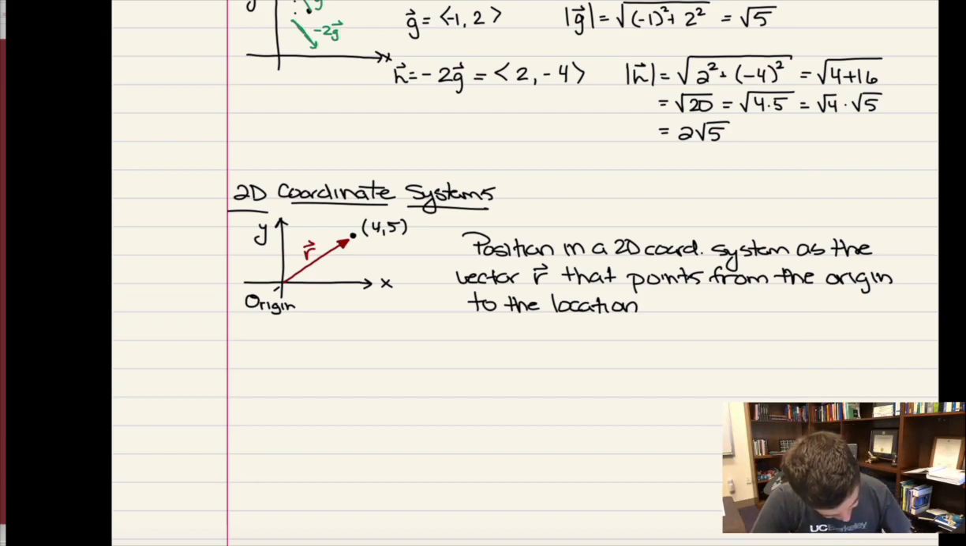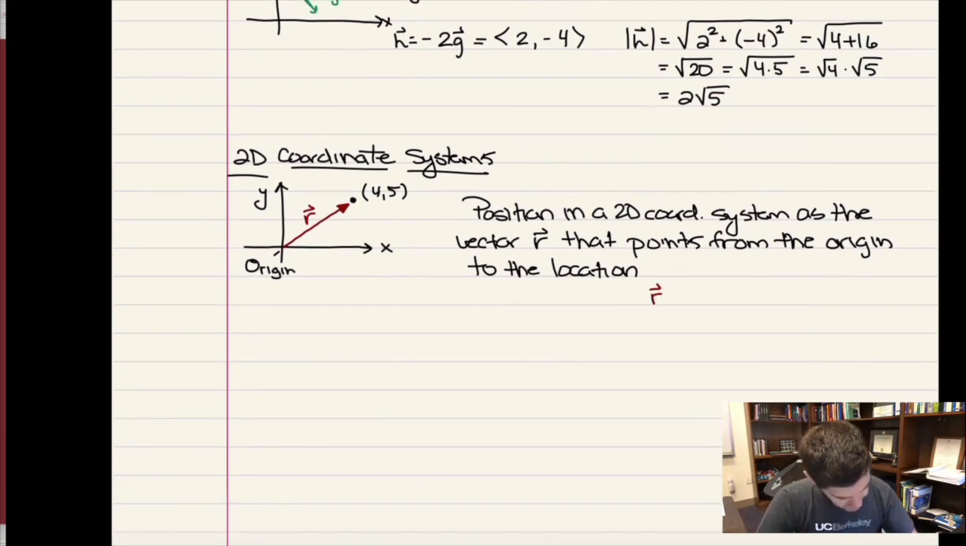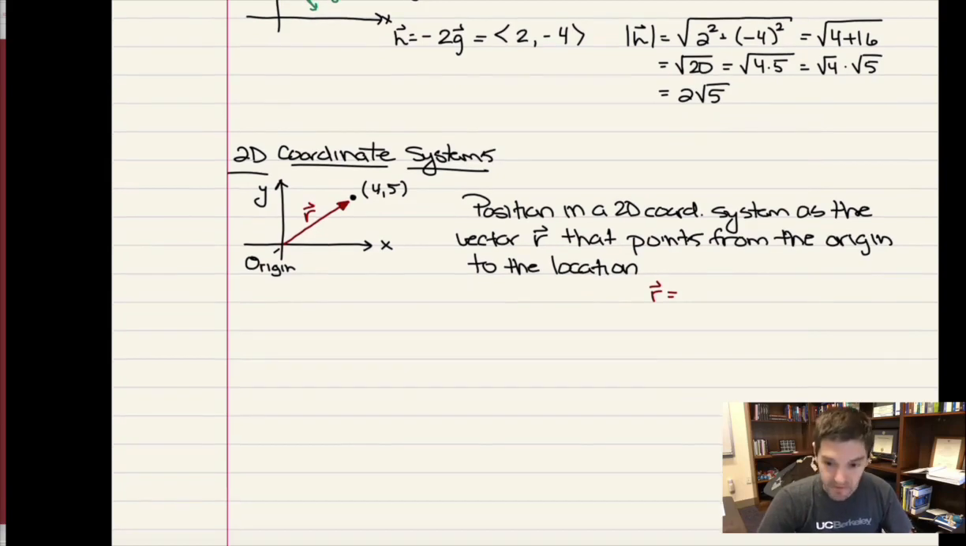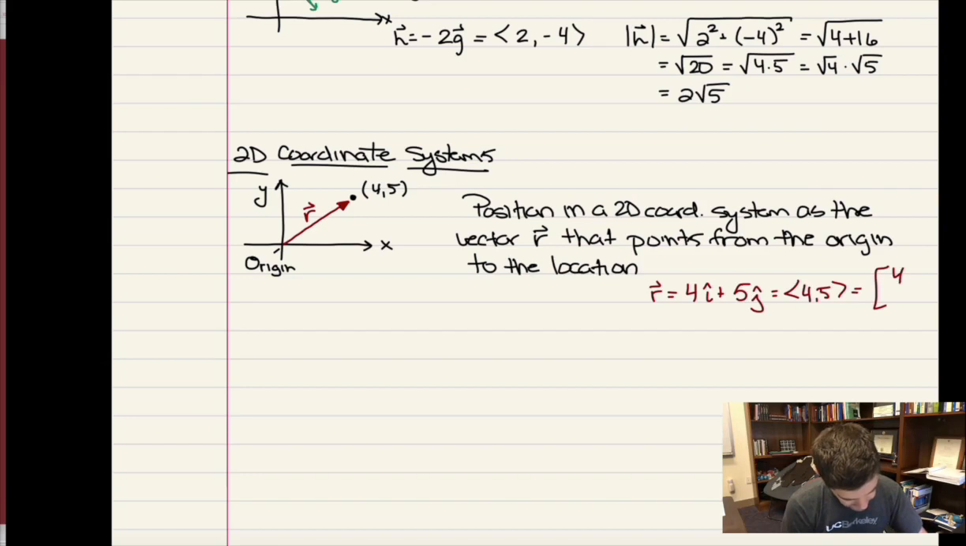In this case, given the numbers I used, r would be, let's see, maybe this time I'll use ijk notation. It might be 4i plus 5j, for example, which is the same thing as 4, 5, which is the same thing as the column 4, 5. That would be a position vector for something located at 4, 5. That position vector is saying where it is located relative to the origin.